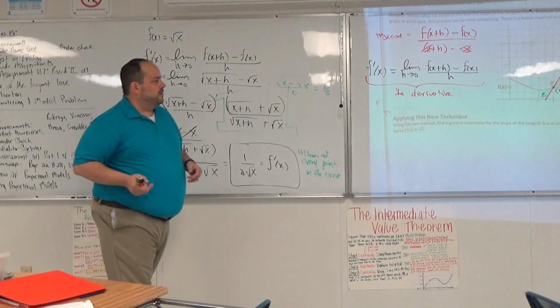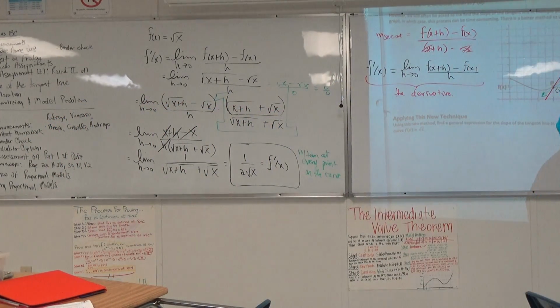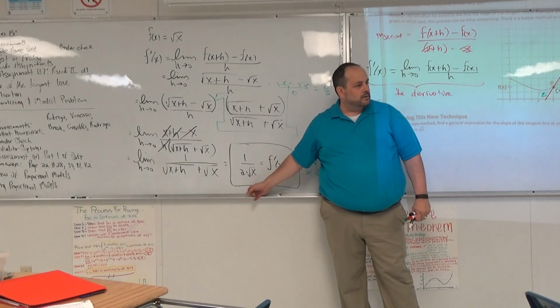What if I asked for the slope of the tangent line at x equals 9? 1 over 6. You guys are getting really good at the whole derivative process, right? The other way you would do it is say, oh, it's limit as x approaches 9, f of x minus f of 9 over x minus 9. Guess what? Isn't this better?